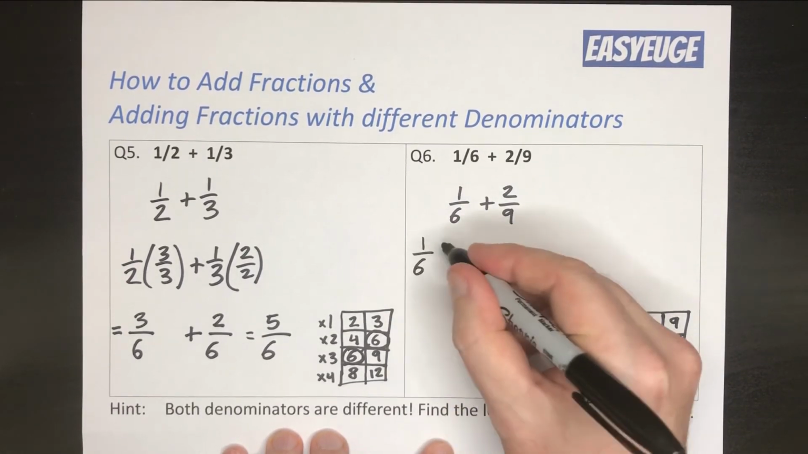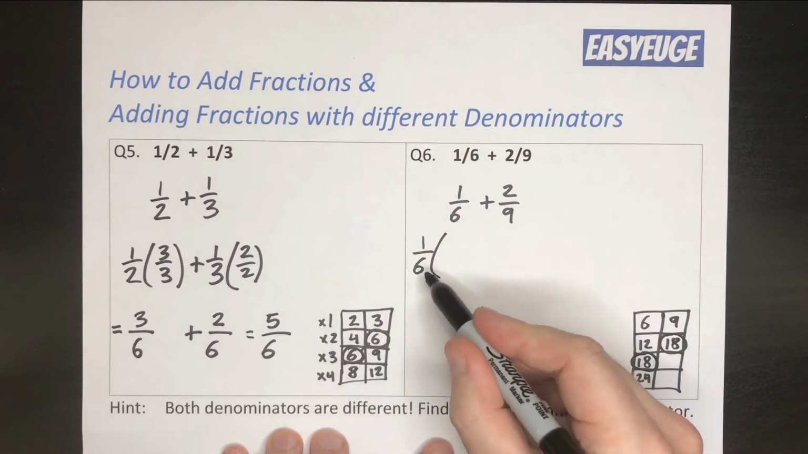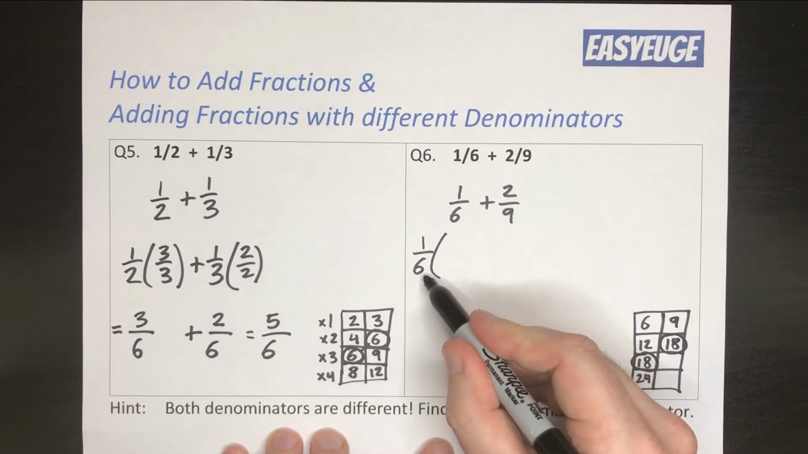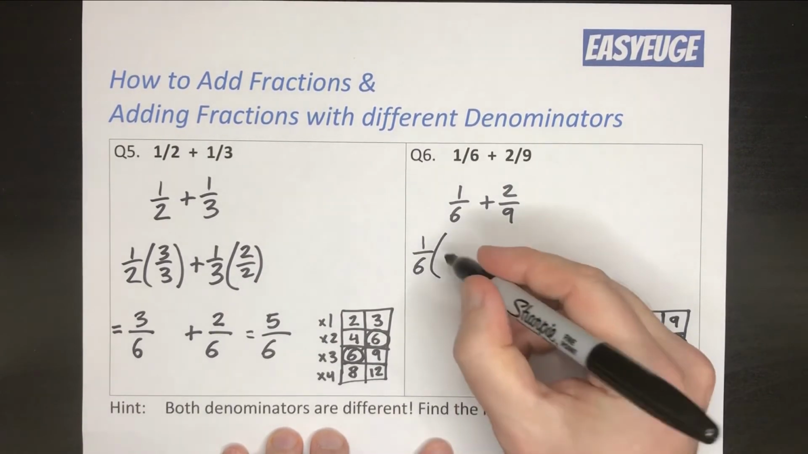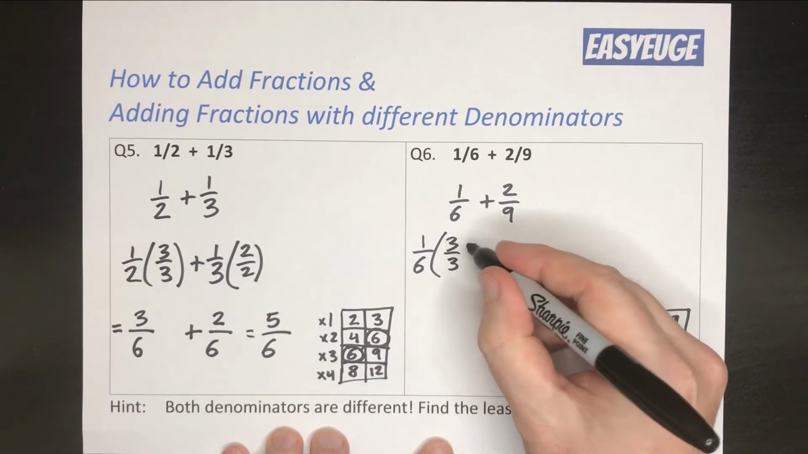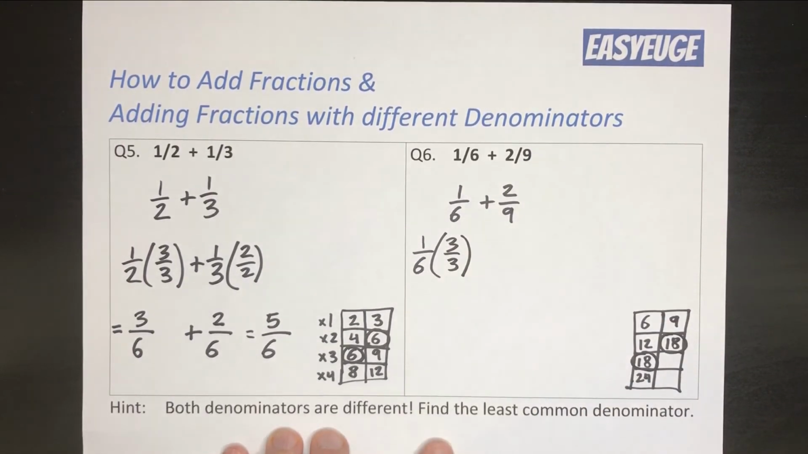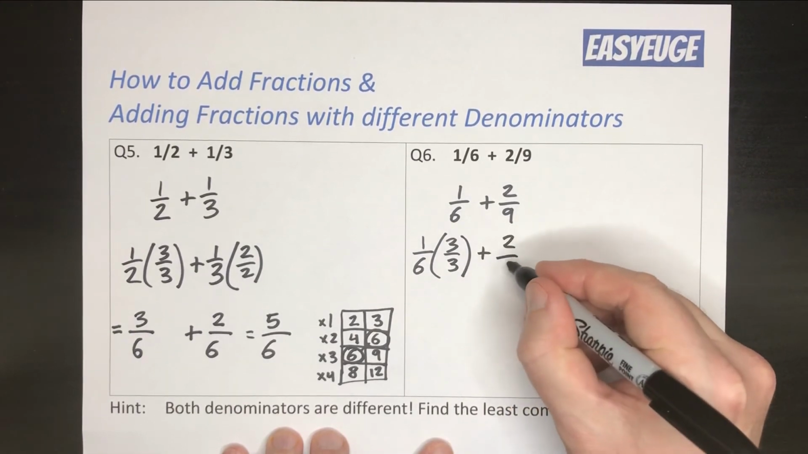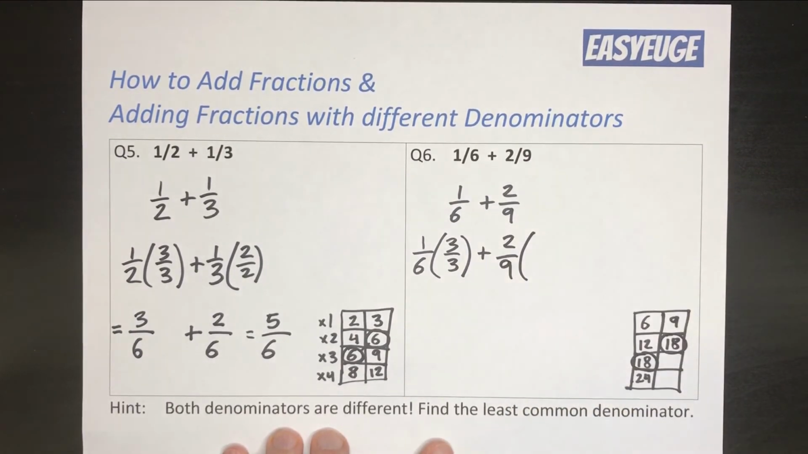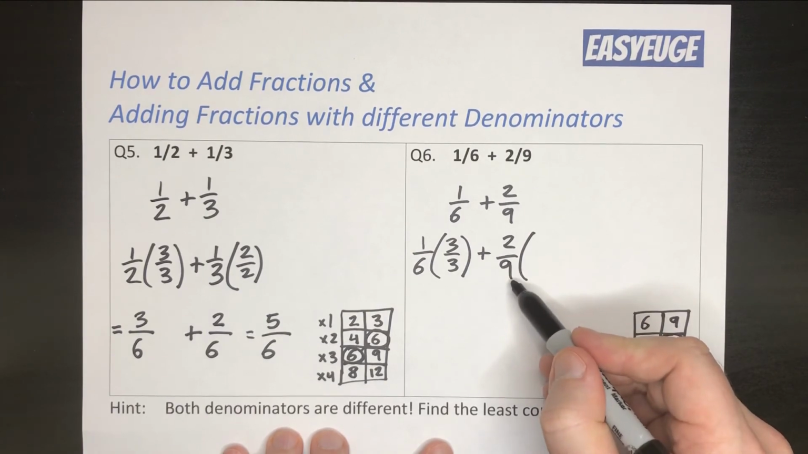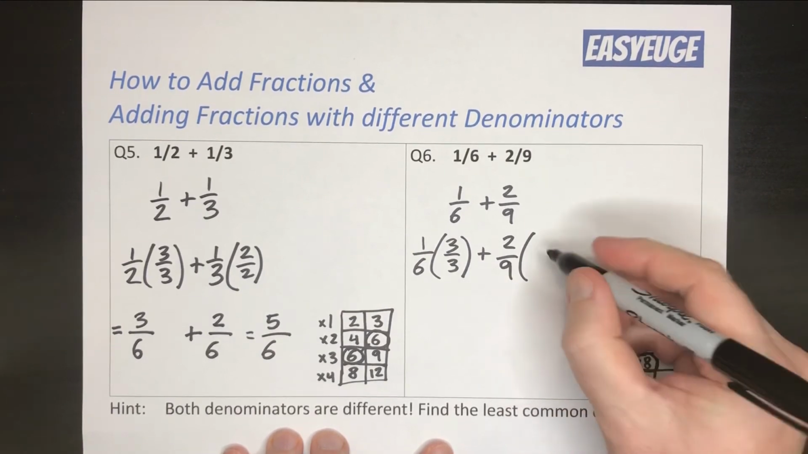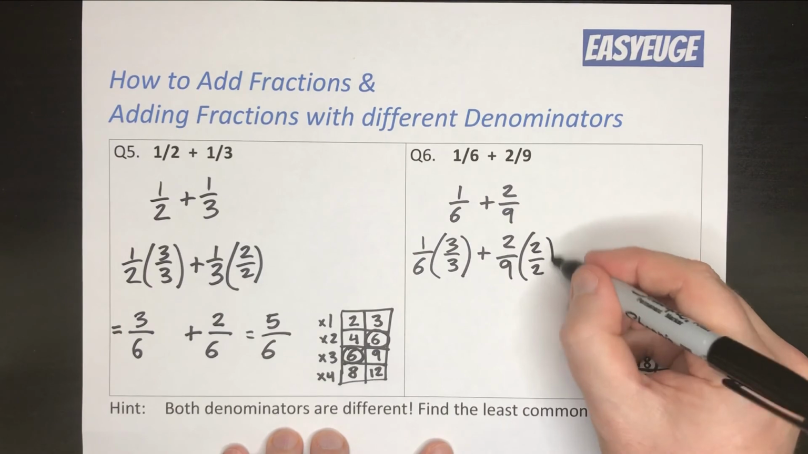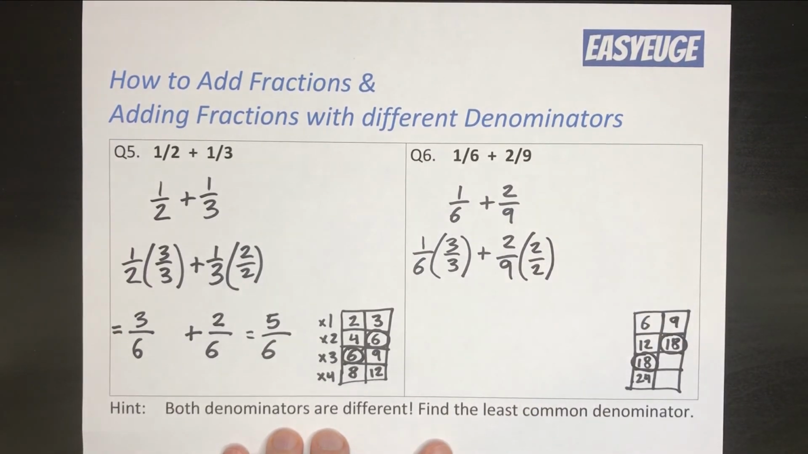So let me take 1 over 6. How will I turn 6 into 18? I'm going to multiply the whole thing by 3 over 3, because 3 6s will give me 18. Let me add on 2 over 9, but what am I going to multiply 9 by to get 18? Let's go with 2 over 2. Because 2 9s are 18.